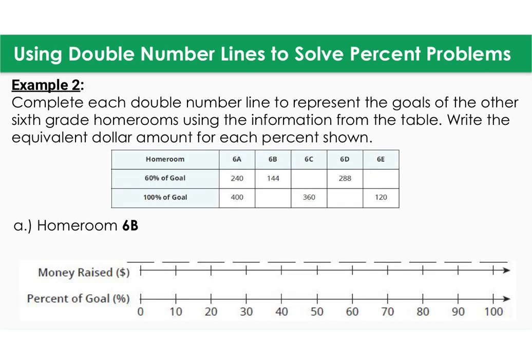So complete each double number line to represent the goals of the other 6th grade homerooms using the information from the table. Write the equivalent dollar amount for each percent shown. So we are looking at 6B. And that tells me 60% of the goal is 144. So I'm going to find 60% and plug in 144. So 0% of the goal is always going to be 0, so that's an easy one.